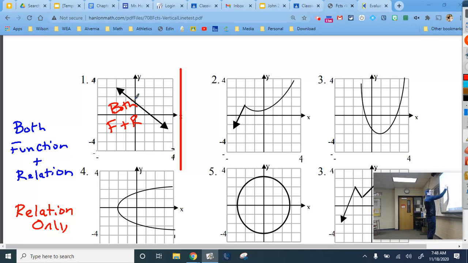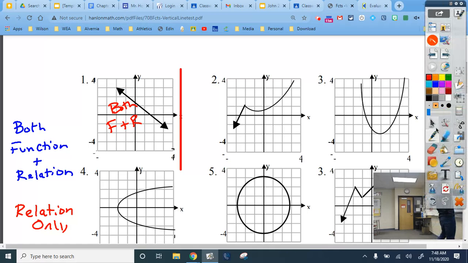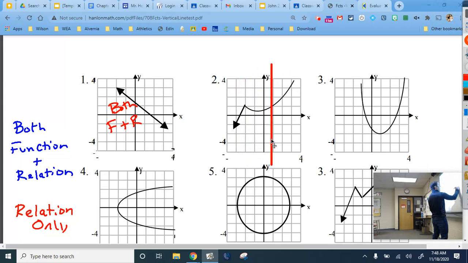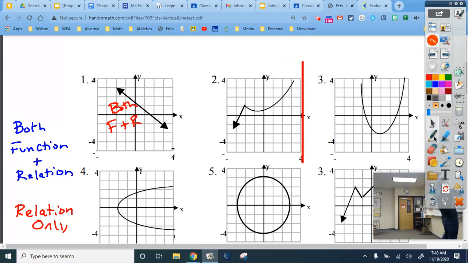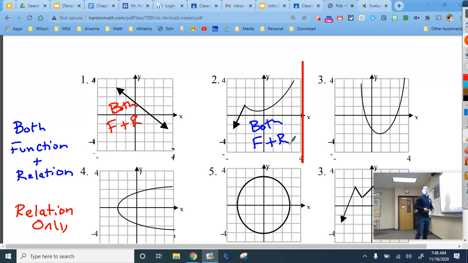Because that means that for every one input x value, that's my drag from left to right, I have one output, which is my y value from top to bottom, okay? So this tells me I have both a function and relation. I can go to this next one over here. As I drag it from left to right, how many times will that vertical line intersect my graph? Well, at any point in time, it's again one intersection. That again would be both a function and relation. Remember, a function is a relation. It's graphable, okay?